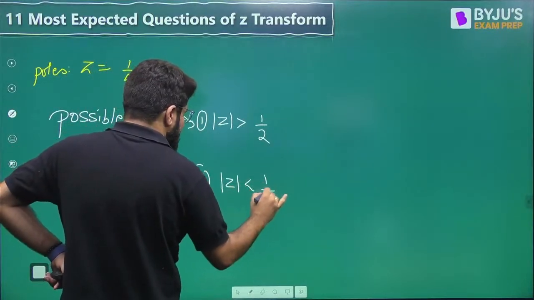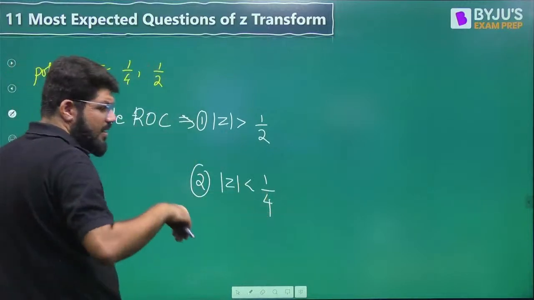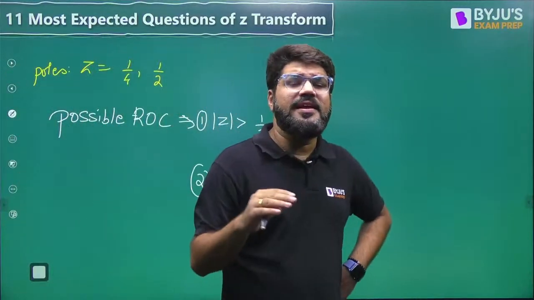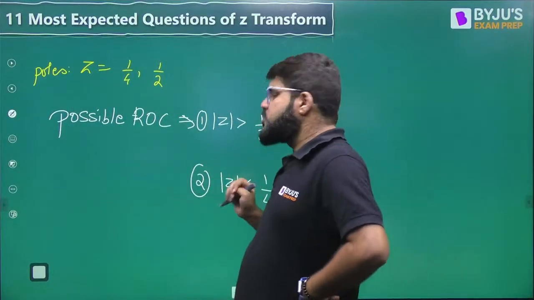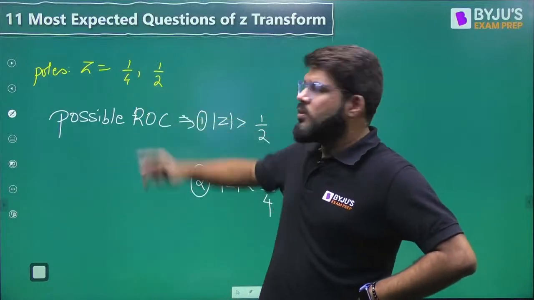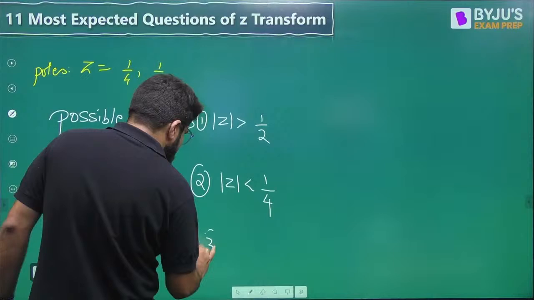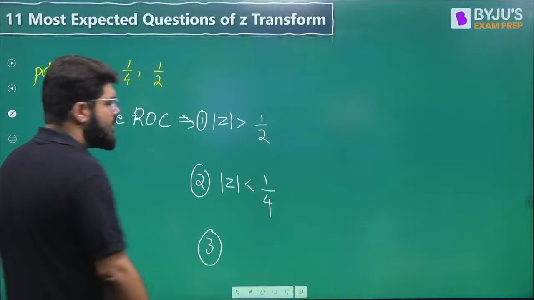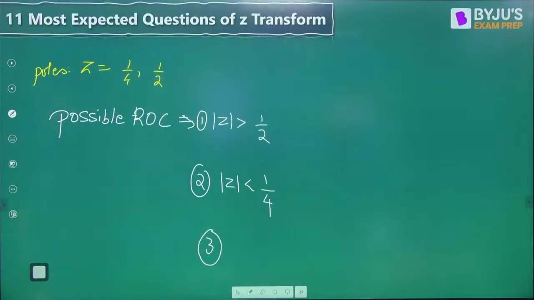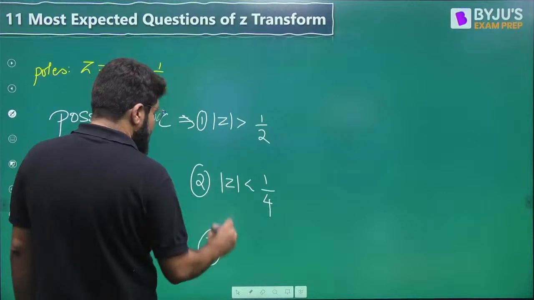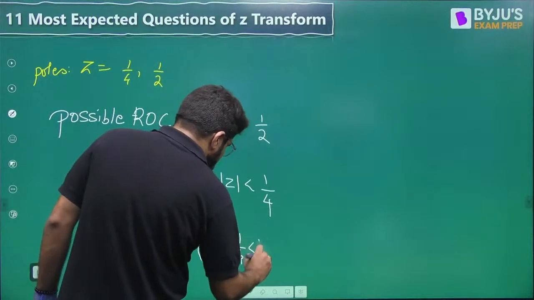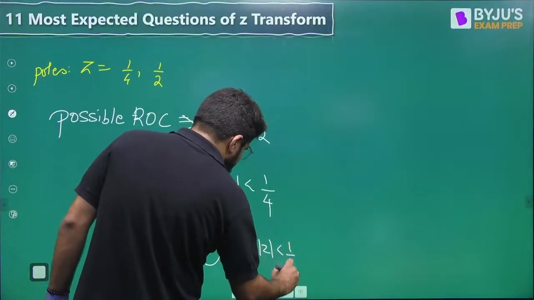Number 2 ROC: mod Z less than 1 by 4, interior of a circle. Whenever the ROC is interior, you have to take it inside the innermost pole, inside 1 by 4. And number 3 is a ring between 1 by 4 and 1 by 2: 1 by 4 less than mod Z less than 1 by 2.